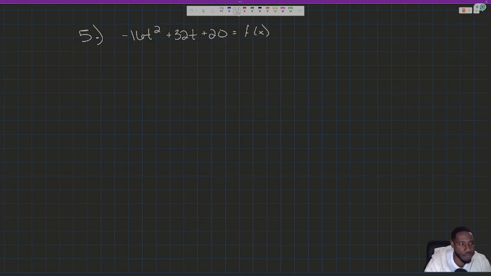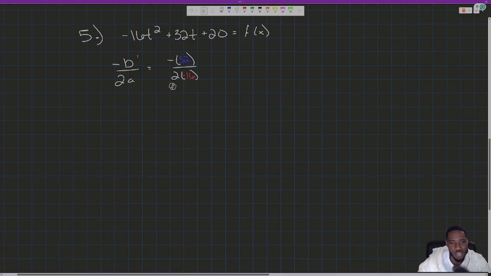Again, if we're looking to find the vertex, that means we're looking at negative b over 2a. From number 3, we recognize that our b value is the number next to the variable that's not being squared, that is t, and so our b value is 32. Our a value is the number that is next to the t squared, that is negative 16. And be mindful of the sign next to the variable. It's negative 16, so we got to make sure we bring that negative when we plug everything in.